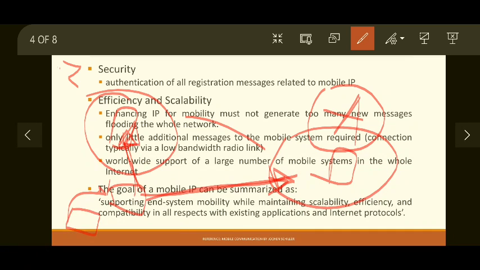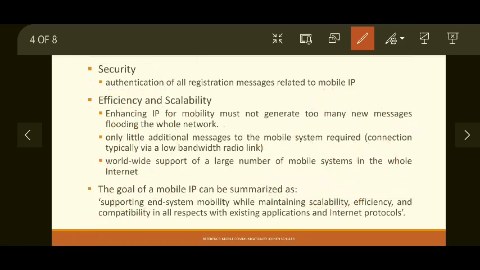So for maintaining the security of communication, authentication should be done regarding all the messages communicated or exchanged between the mobile user and the sender. Okay, so that is another requirement. Then the last requirement is network efficiency and its scalability.